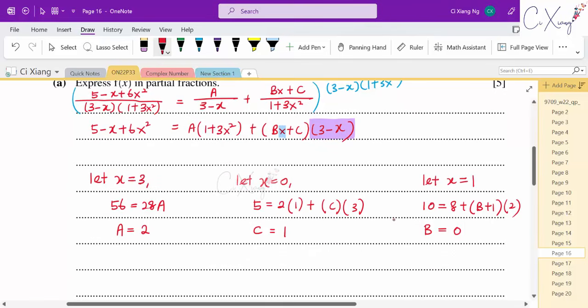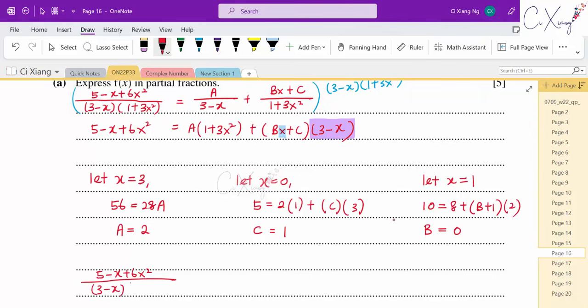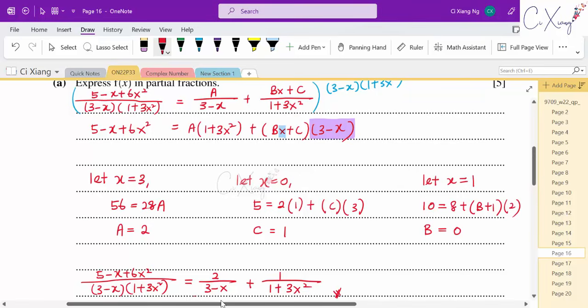After I get all the constant values for A, B, and C, then I get my partial fraction. So it will look something like this. If I rewrite my answer again, sorry, there's a typo here, there's an error here, 3x squared, A is 2, and then there's no B, right? And my C is 1, so I'm having 1 over 1 plus 3x squared. And basically this is the partial fraction for this function.